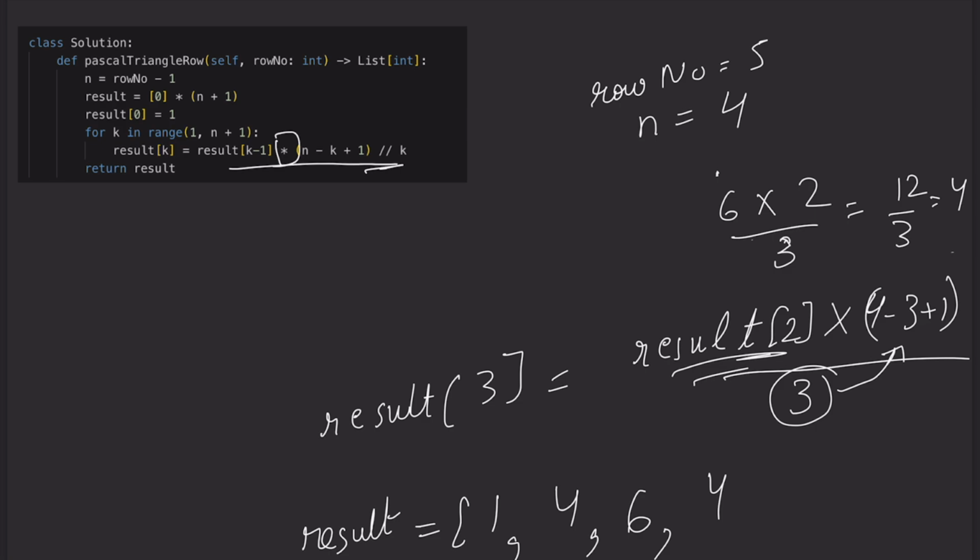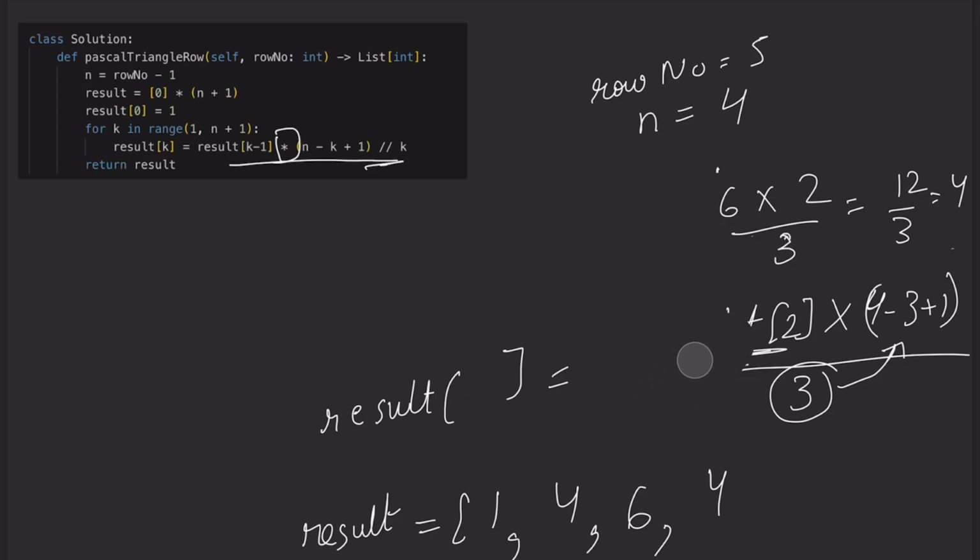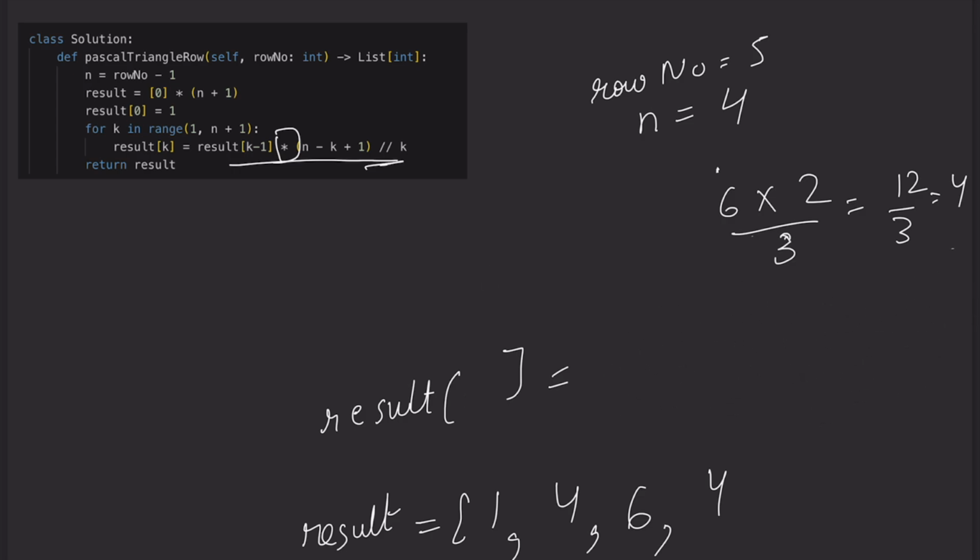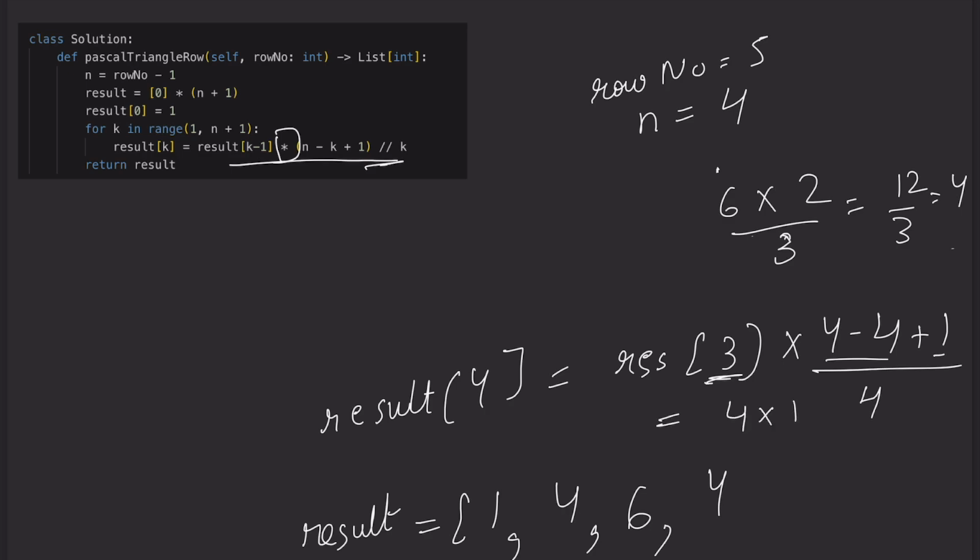Okay. Now result of 4. Result of 4 is calculated as result of 3 times 4 minus 4 plus 1 divided by k, which is 4. So 4 minus 4 plus 1 is 1 upon 4. So result of 3 is 4, and it becomes 4 times 1 by 4, which is 1. So at the end we have 1.